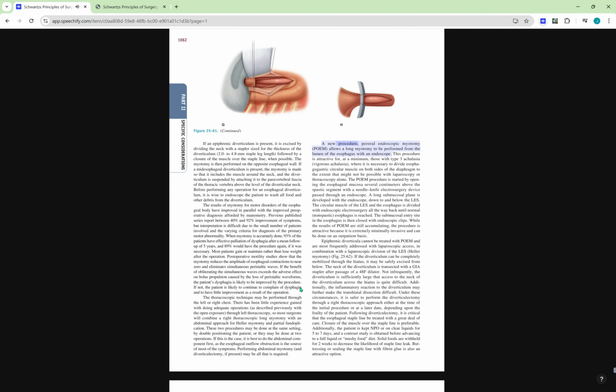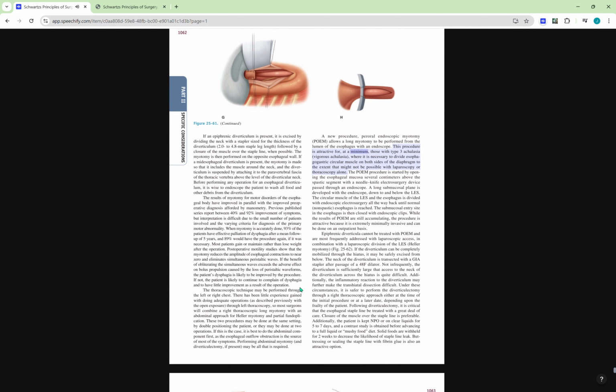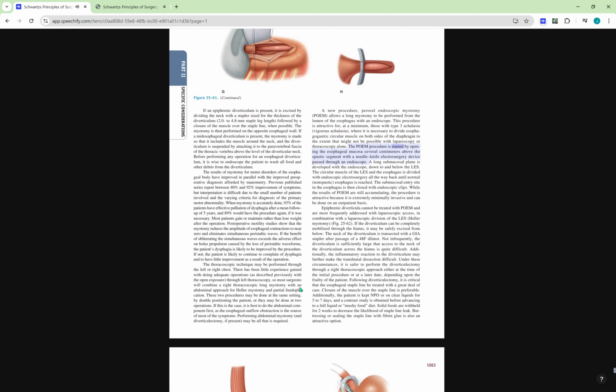A new procedure, peroral endoscopic myotomy, allows a long myotomy to be performed from the lumen of the esophagus with an endoscope. This procedure is attractive for, at a minimum, those with type 3 achalasia, where it is necessary to divide esophagogastric circular muscle on both sides of the diaphragm to the extent that might not be possible with laparoscopy or thoracoscopy alone. The POEM procedure is started by opening the esophageal mucosa several centimeters above the spastic segment with a needle knife electrosurgery device passed through an endoscope.